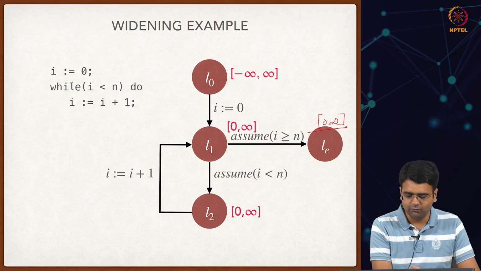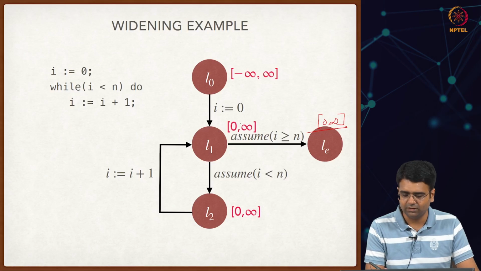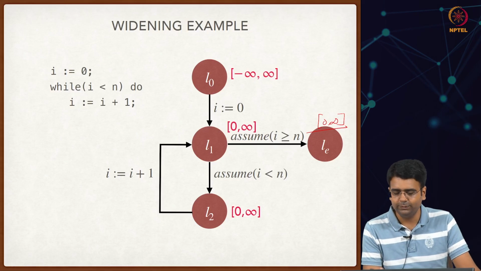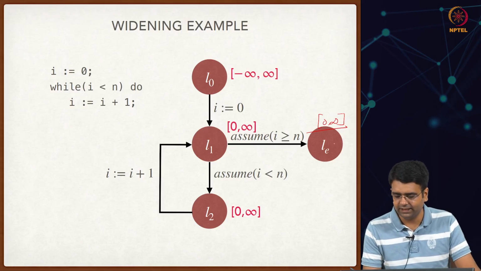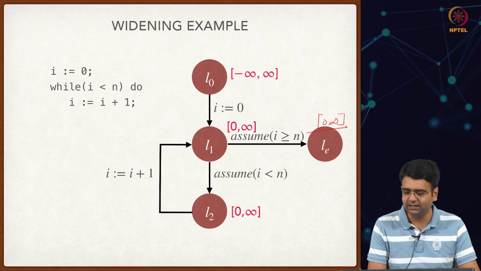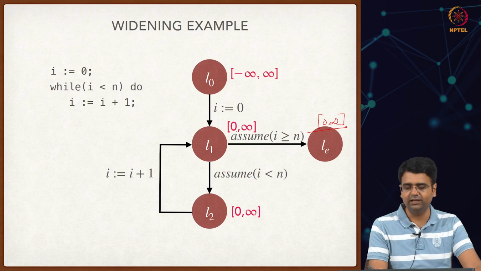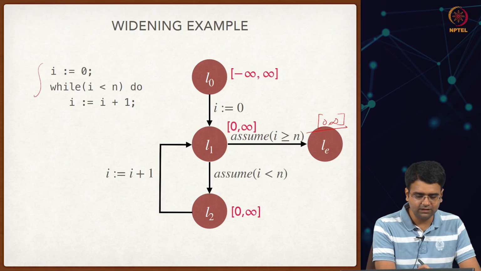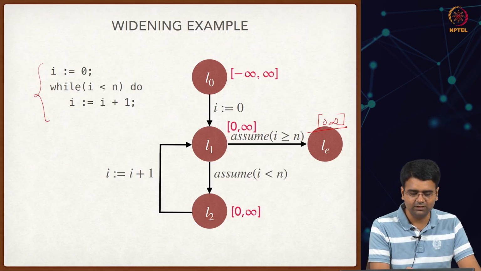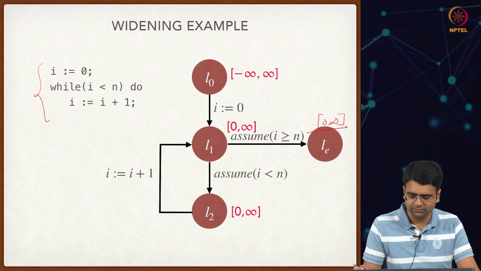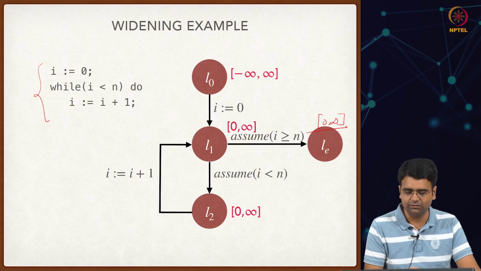And indeed, what can we infer using these abstract values? What you can infer is that at location L0, the value of I can be any number, but at locations L1, L2 and LE, the value of the variable I is guaranteed to be greater than or equal to 0, because 0 comma infinity means that it only takes non-negative values. That is all that you can surmise using this particular program. When this program terminates, the value of I is guaranteed to be greater than or equal to 0, but it can be any value greater than or equal to 0.